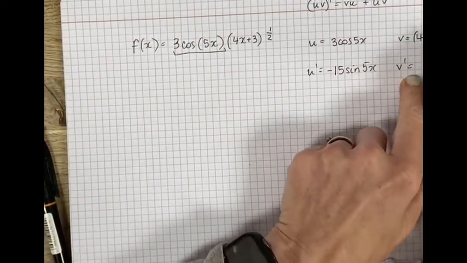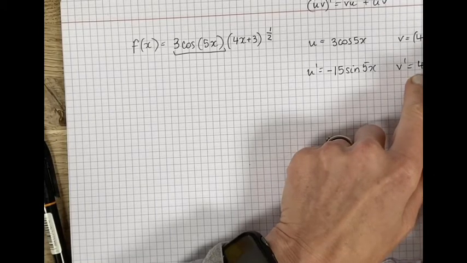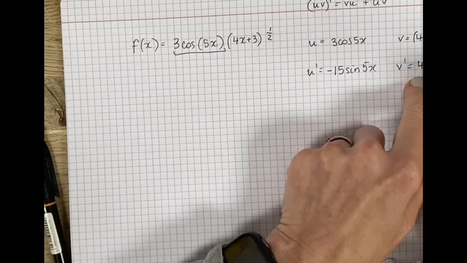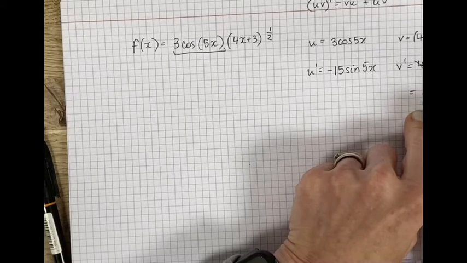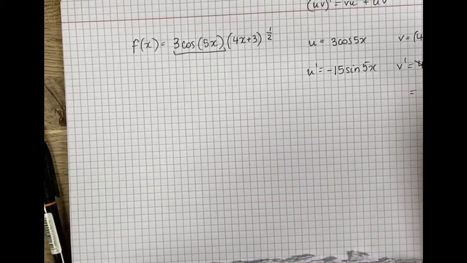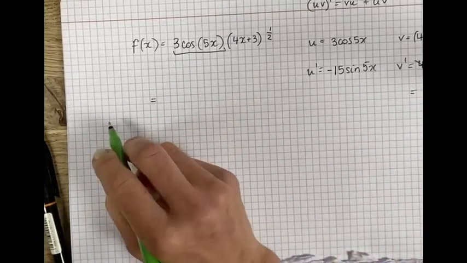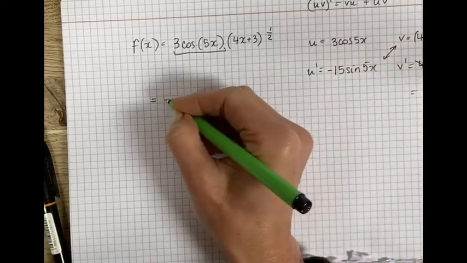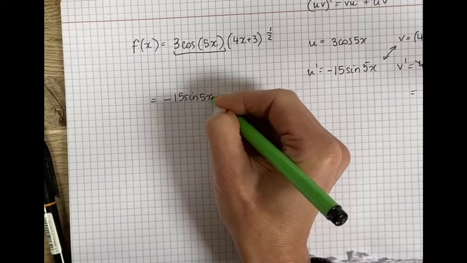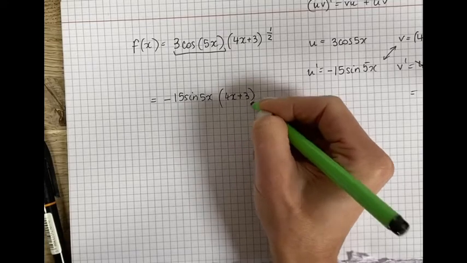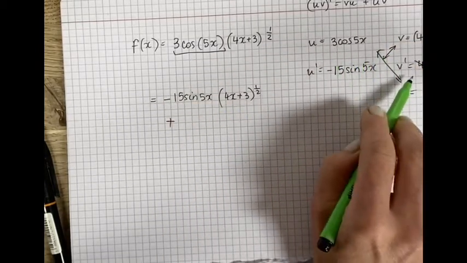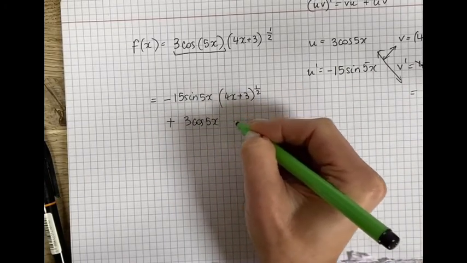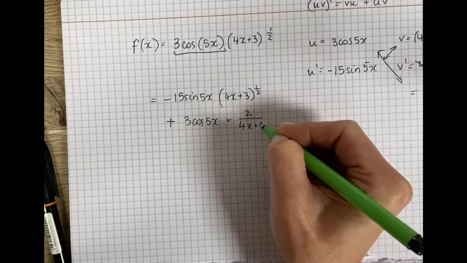V dash. Okay, so here again, we'll have to multiply by that 4 here. Let's put that here. I will also need to bring the power down, and you'll have (4x plus 3) to the power of minus a half. So that nicely cancelled, and you could write it as 2 over (4x plus 3) to the power of a half, if you bring it to the denominator. I'll leave it as 2(4x plus 3) to the power of minus a half. Okay, so let's just combine them. vu dash, so you have minus 15 sine 5x, and you will have (4x plus 3) to the power of a half, plus you're going to have 3 cos 5x multiplied by 2 over (4x plus 3) to the power of a half.